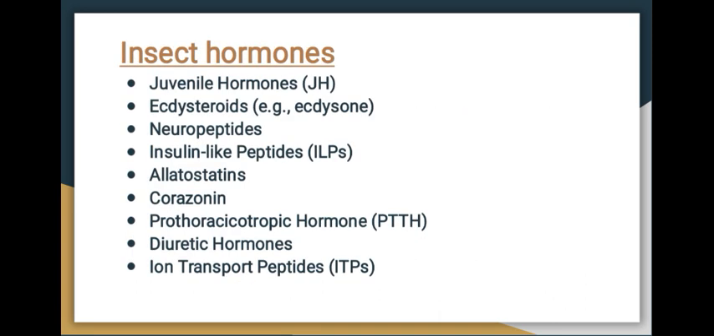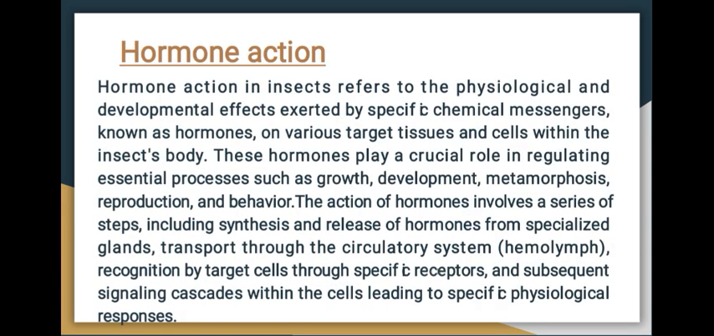So here we could see different insect hormones. Juvenile hormone is there, ecdysteroids and neuropeptides, insulin-like peptides, allatostatins, then corazonin, prothoracicotropic hormone, diuretic hormones, ion transport peptides.